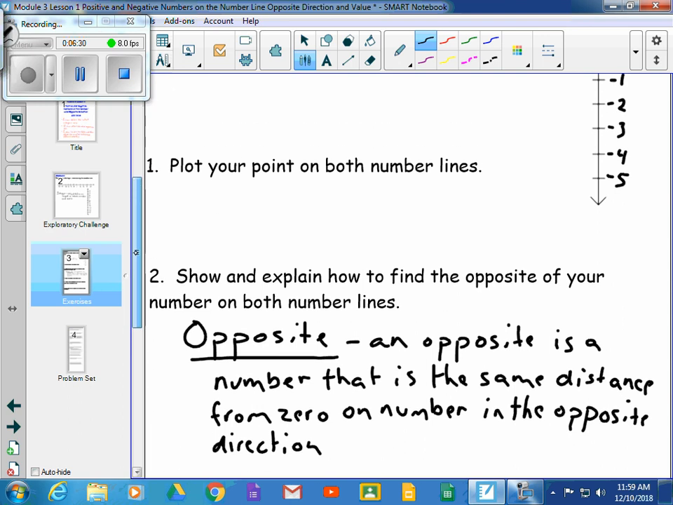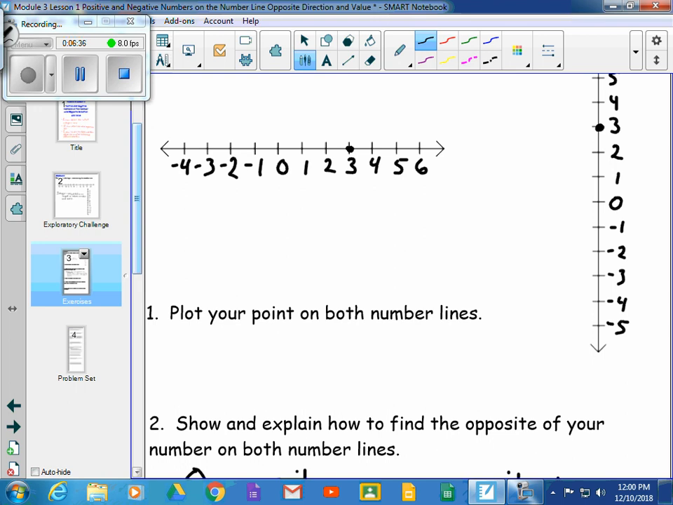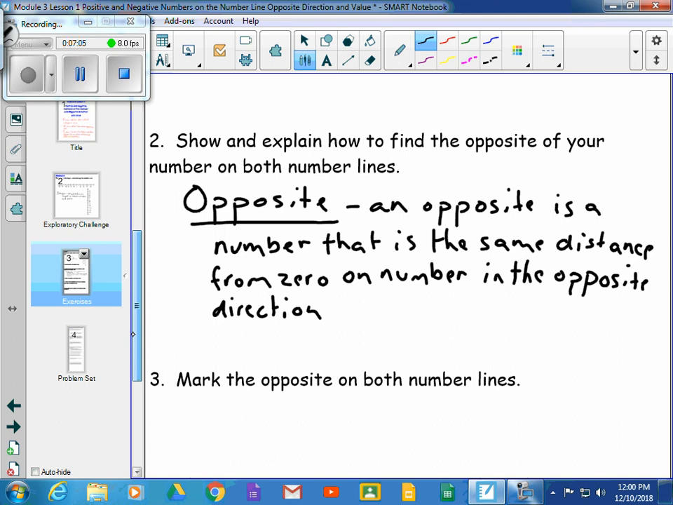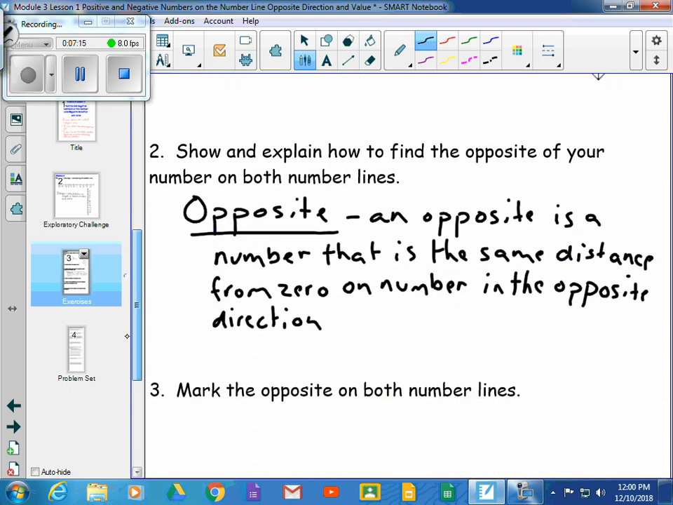So if we look at our number line again, we have 3 plotted in both of those. We want to know what the opposite of 3 is. Well, 3 is 3 units to the right. I need to know what point will be the same distance in the opposite direction, and that would be 3 units to the left. If I'm talking the vertical number line, 3 is 3 units above 0. I need to go the opposite direction, the same distance. So the opposite for 3 is going to be -3. And then the third step tells us to mark the opposite. So we're going to put a point on -3, both the horizontal and vertical number line.